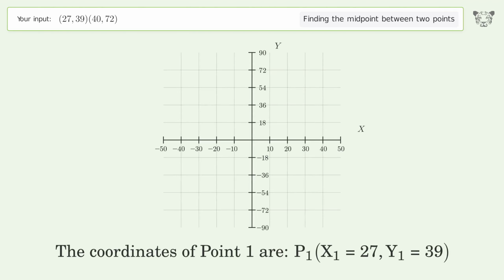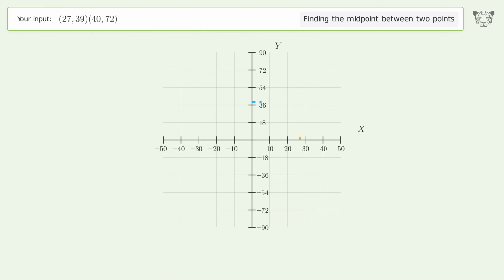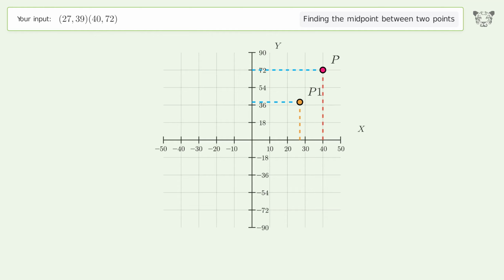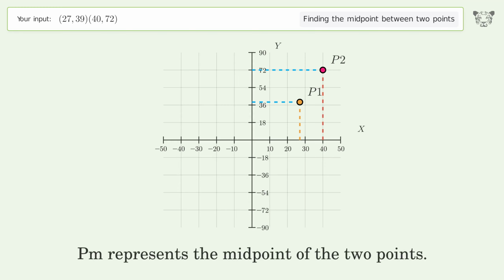The coordinates of point 1 are, x1 equals 27, y1 equals 39. The coordinates of point 2 are, x2 equals 40, y2 equals 72. PM represents the midpoint of the 2 points.